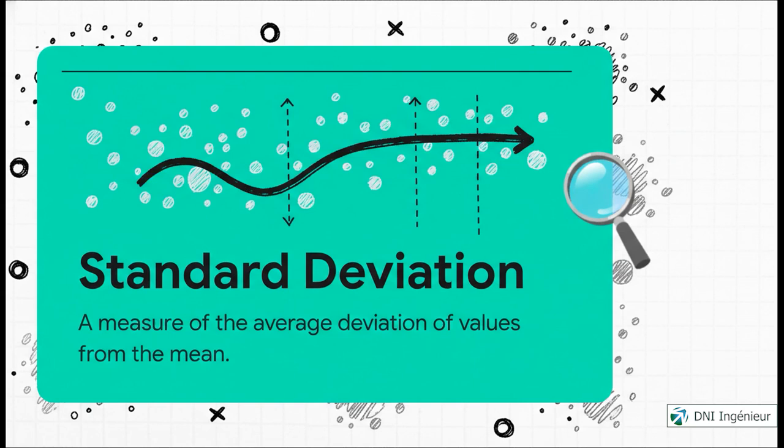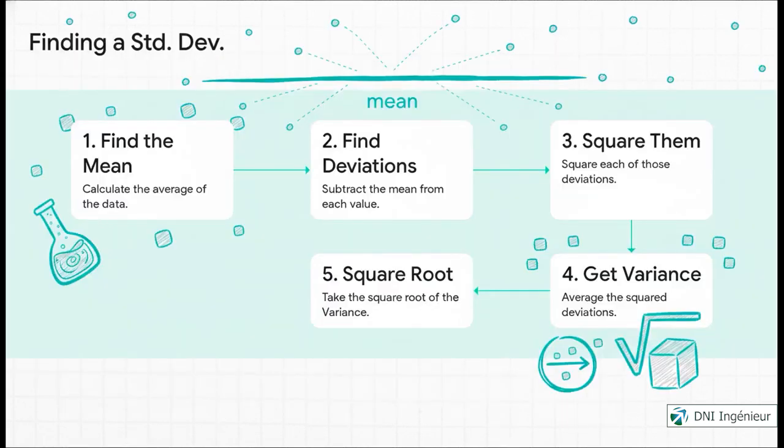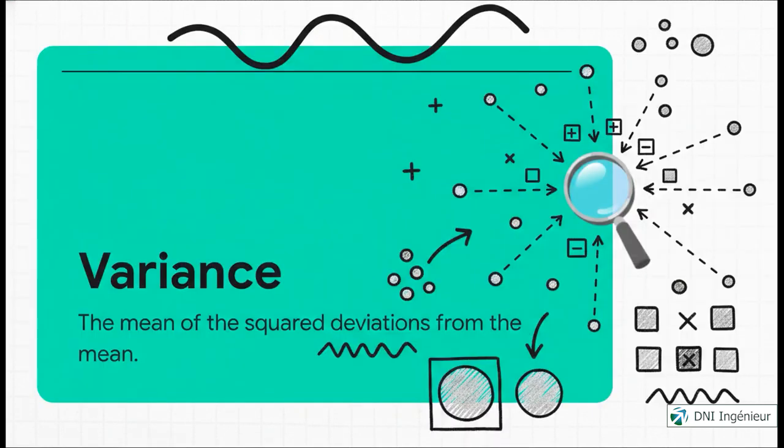Enter standard deviation. Let's see how this thing works. Think of it like this. It's the average distance each data point is from the mean. That step in the middle, variance, that's just the average of all the squared distances from the mean.